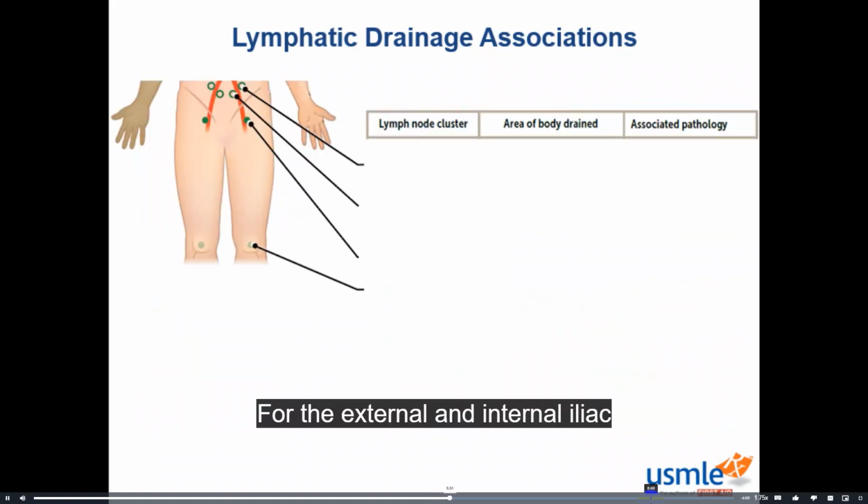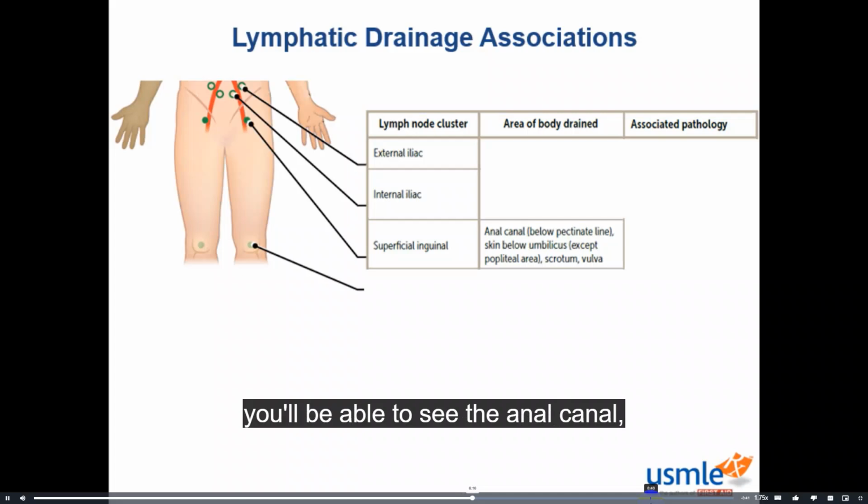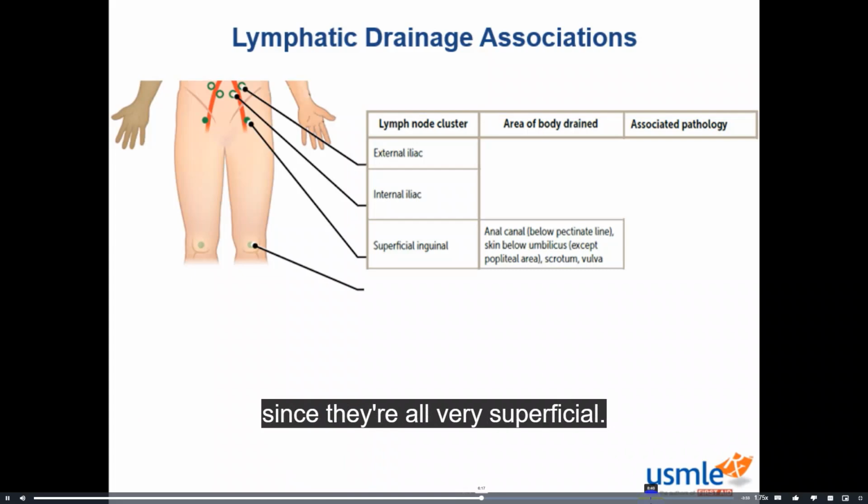For the external and internal iliac and superficial inguinal lymph nodes, it's easier to remember if you imagine you're examining a patient supine, so lying down, with his or her feet in stirrups. So with just your eyes, you'll be able to see the anal canal, the skin below the umbilicus, the scrotum, and the vulva, since they're all very superficial.